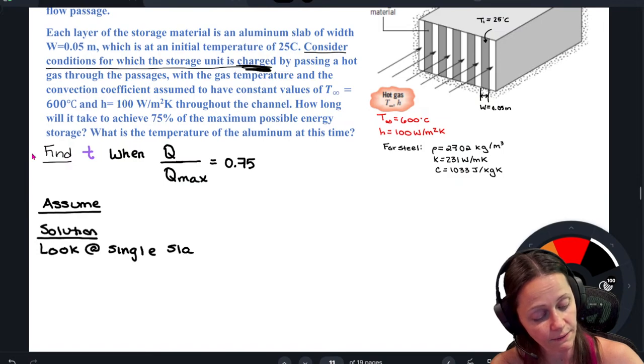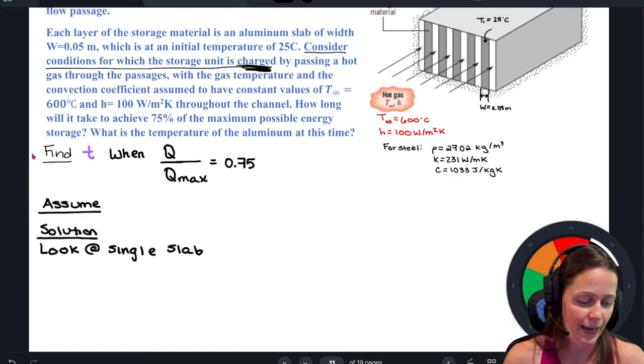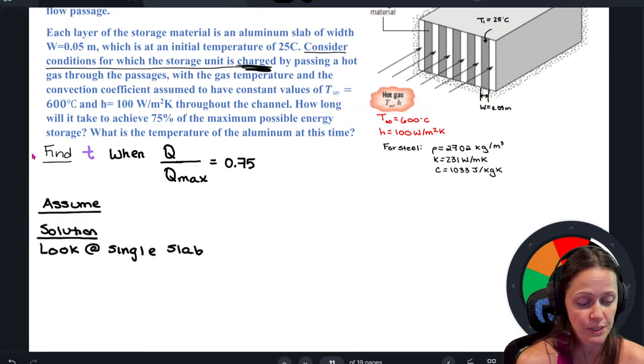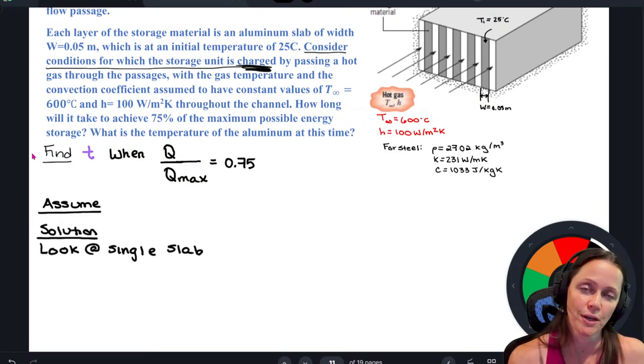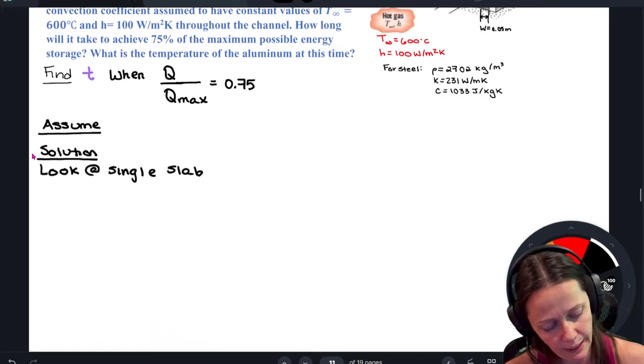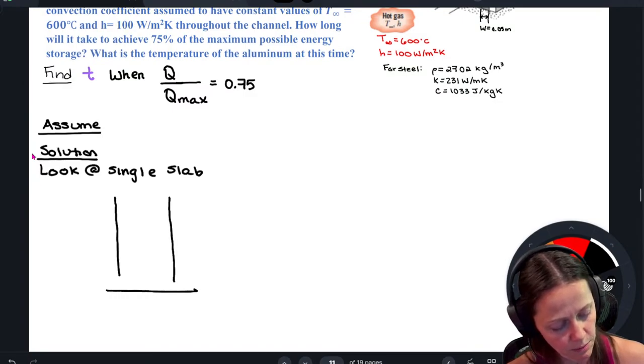Because if I figure out, for a single slab, what time Q over Q max is 0.75, well, that's the way it is for the entire thing. So I'm going to look at a single slab. So here's my slab. Let's look at our dimensions here.